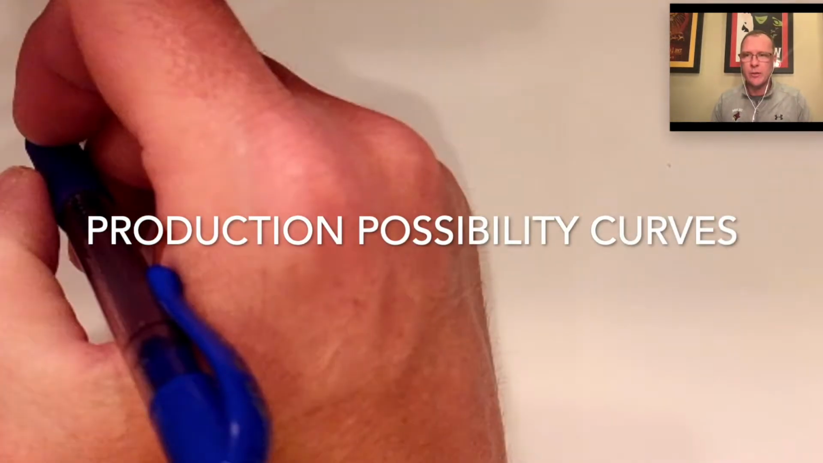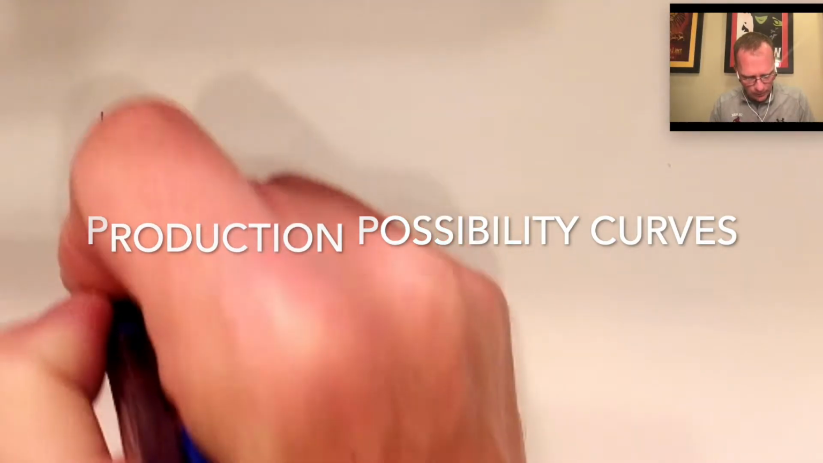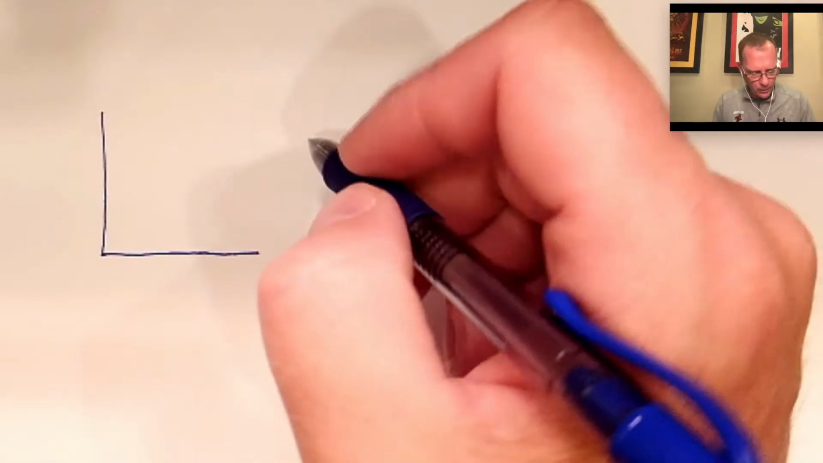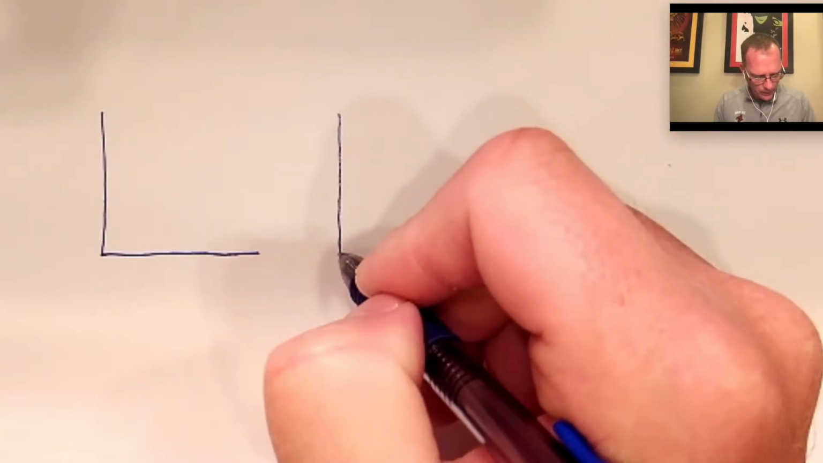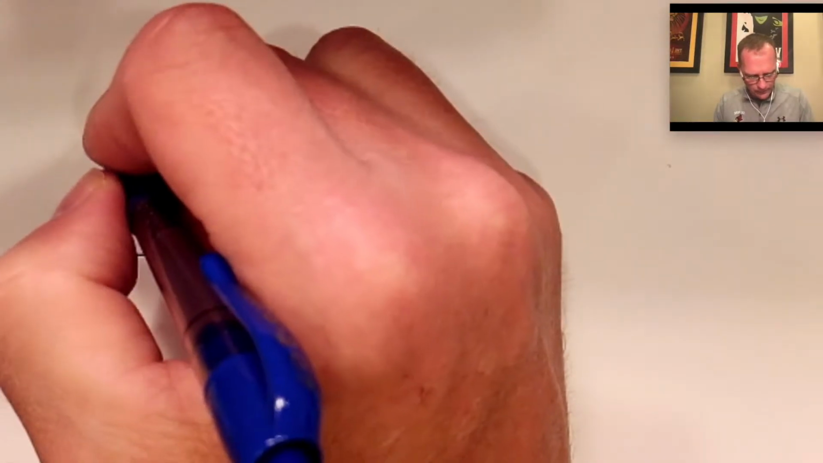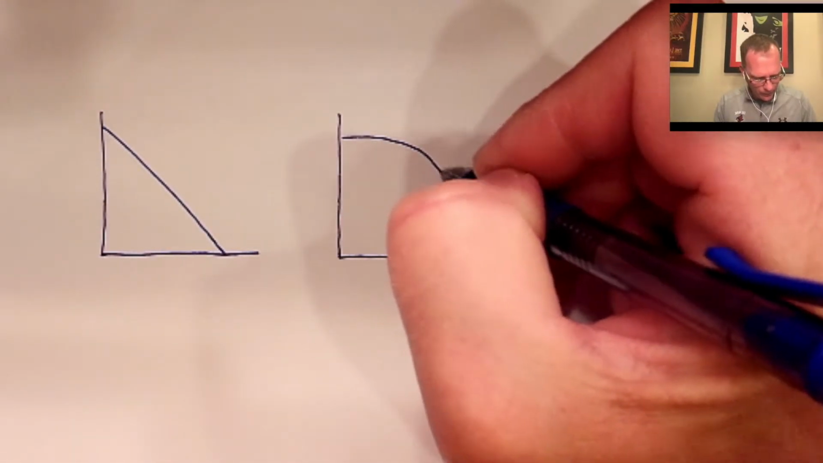This is all the graphs you need to know, and hopefully you'll be able to come away with some good review. So the first one that we ever did in terms of micro was the production possibility curve. Your production possibility curve can look two different ways, right? It can be perfectly straight like this, or it can be bowed out like this.